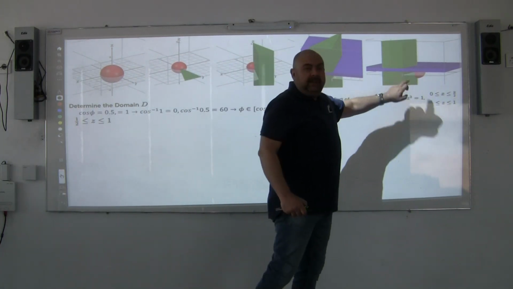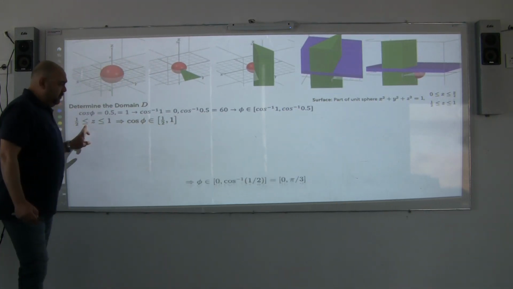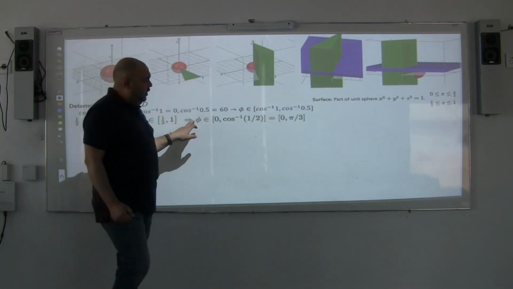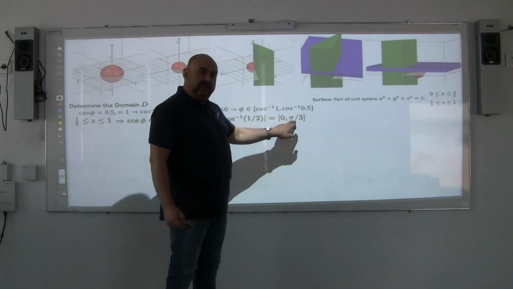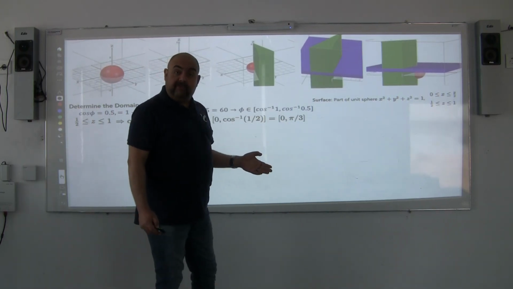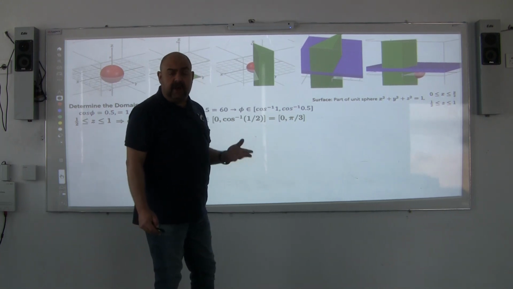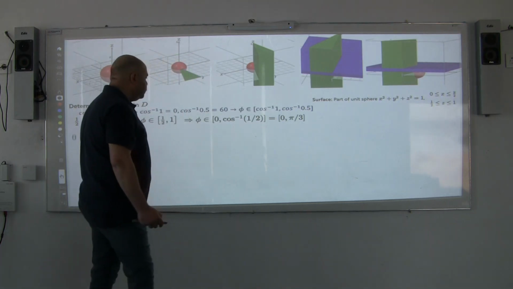That will help me to identify the values equal to half and 1. And this is why phi will be running from 0 to pi over 3. 0 because it is the cosine inverse of 1. Pi over 3 because it is the inverse cosine, or the arc cosine, of 0.5.